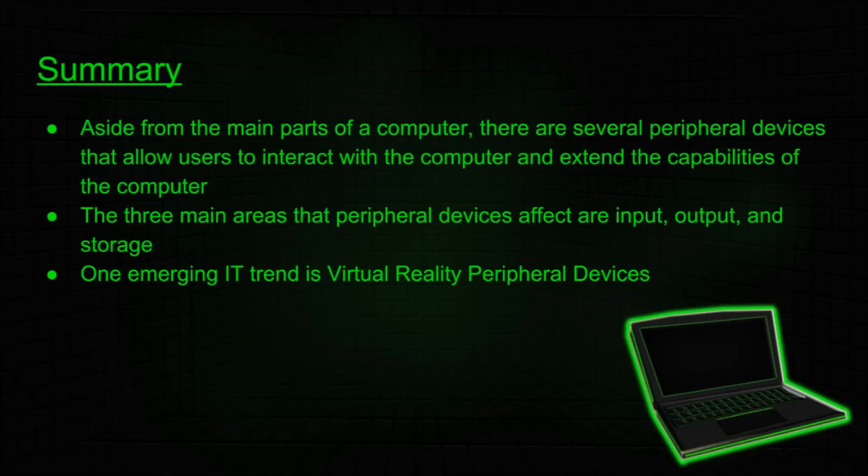Here is a summary of what we learned in this lecture. Aside from the main parts of a computer, there are several peripheral devices that allow users to interact with the computer and extend its capabilities. The 3 main areas that peripheral devices affect are input, output, and storage. One emerging information technology trend is virtual reality peripheral devices.